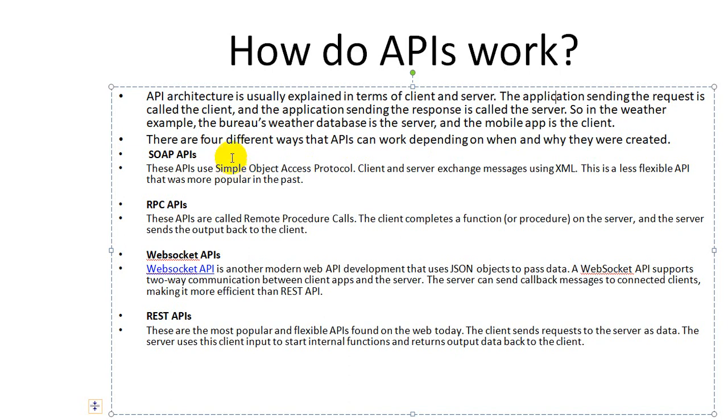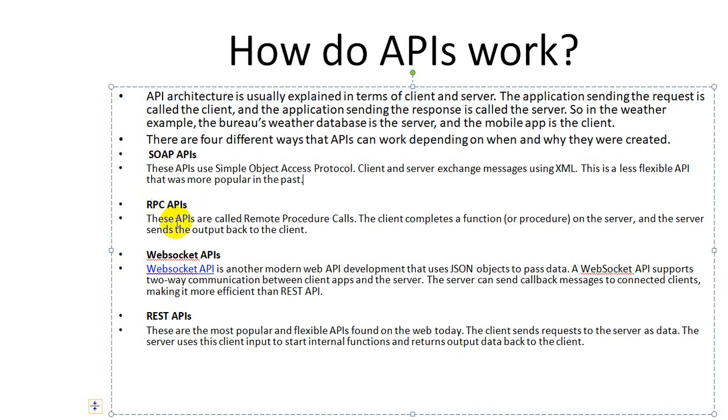There are four different ways that APIs can work, depending on when and why they were created. SOAP APIs. These APIs use Simple Object Access Protocol. Client and server exchange messages using XML. This is a less flexible API that was more popular in the past, but it is more tight, complex, or secure.